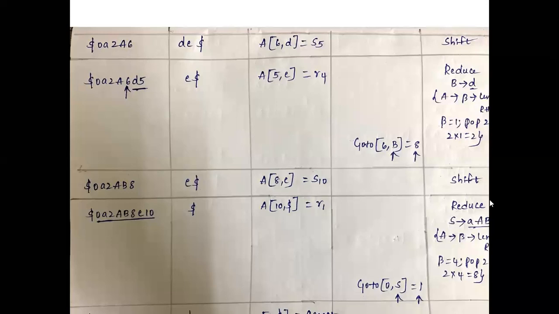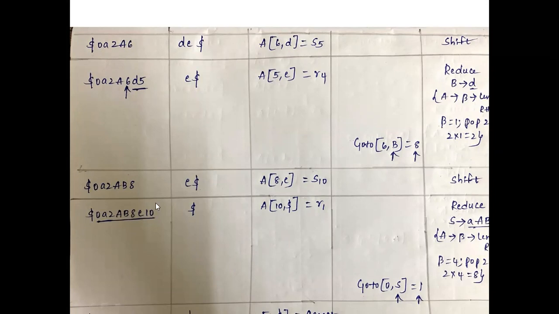And here, what is the rule 1? S tends to A, B, C, right? S tends to A, B, C. And now what is the length of that RHS? What is the beta here? Beta is the length of the RHS. Beta is equal to 4, right? And now pop 2 beta. 2 into 4 is 8.